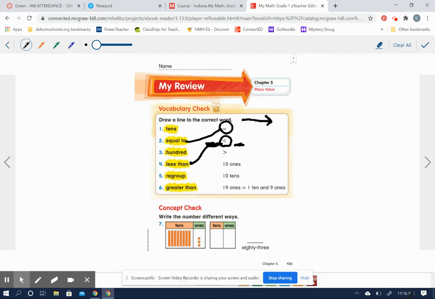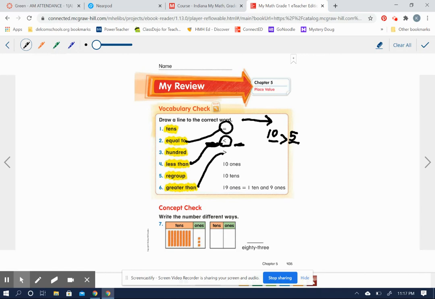And so then if this symbol is less than, this one must be greater than. So again, if you had a big number and then the symbol like this, and then a smaller number, as an example, 10 is greater than 5. Okay. And 10 ones. Well, we've got tens, 100, regroup.